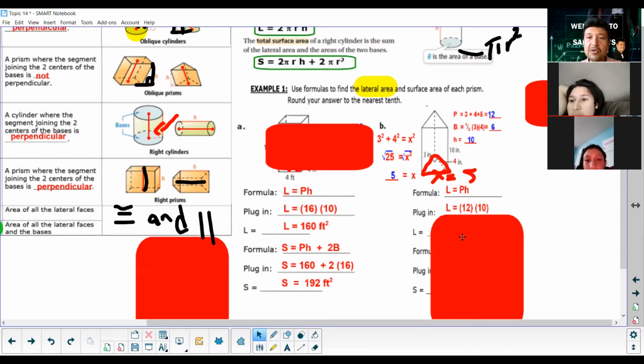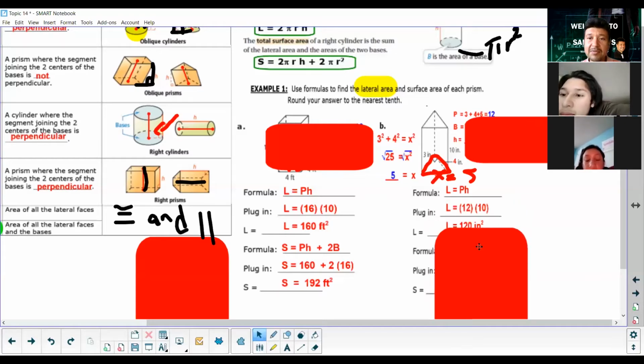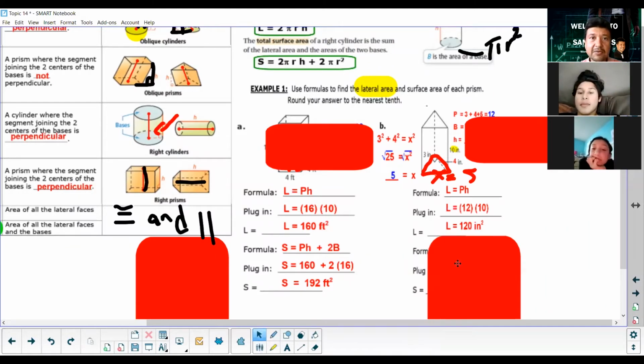And then we'll know the other thing, the height. The height in this case is just 10, because remember, this is the height right here, the 10. Let me highlight that so everybody can see it. Highlight is 10. And then as a result, we'll get 120 inches squared. All right, good.